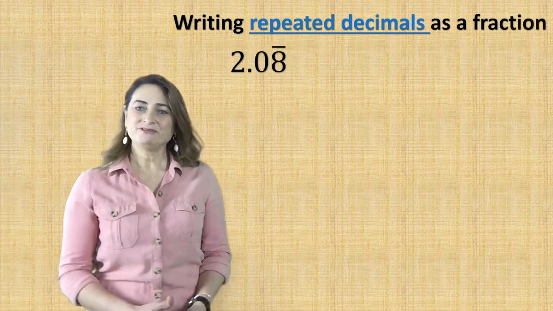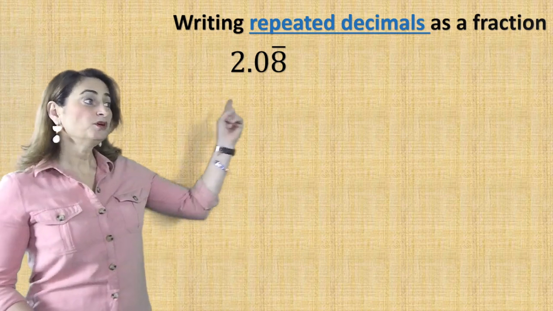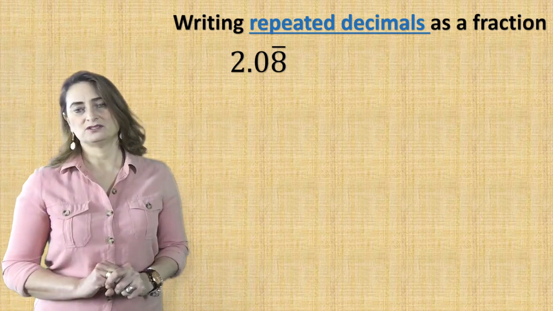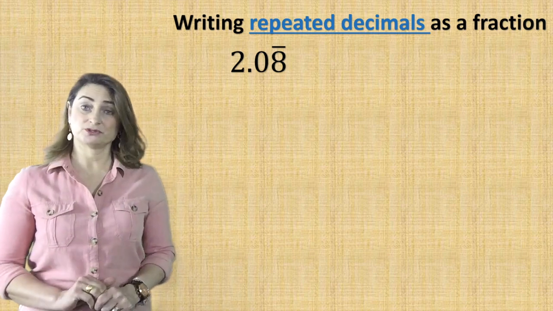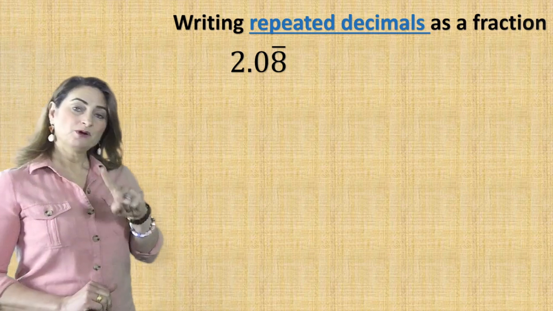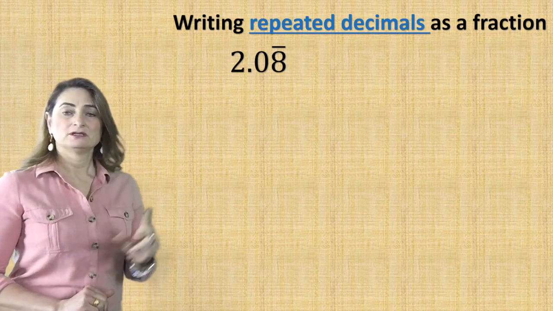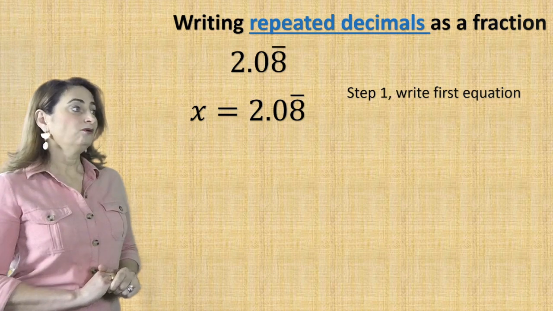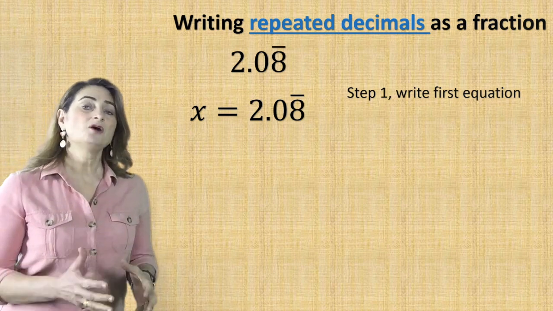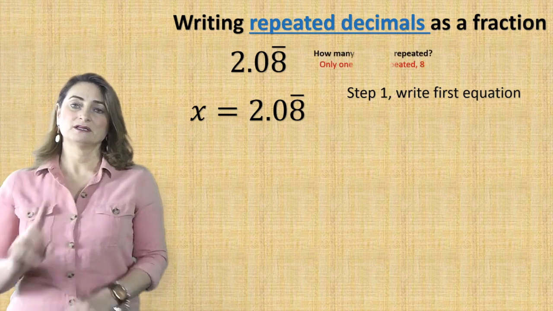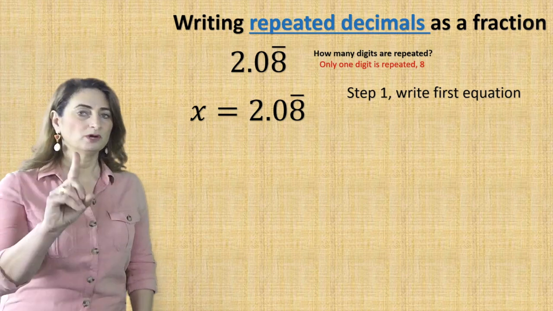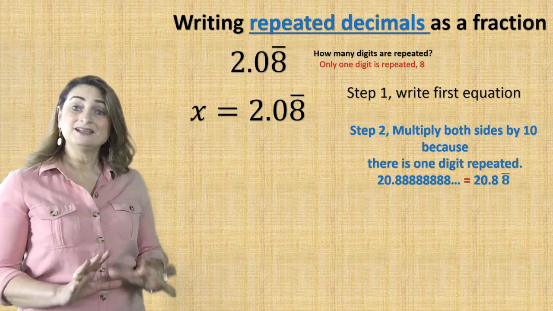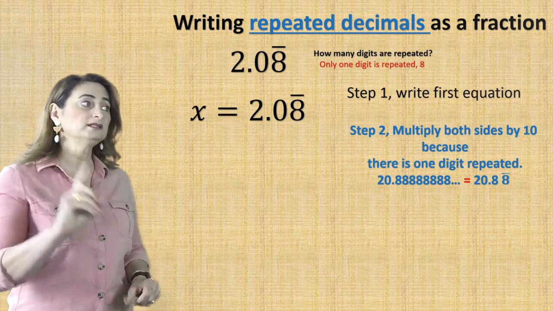Here's the last example for today's lesson. 2.08 repeated. Now watch, only the 8 is repeated. So pay attention to the repeated numbers. Step number 1 is to write your equation that says x equals that repeated number. Now ask yourself, how many digits are repeated? Only the 8 is repeated, so only 1 digit. Therefore, step number 2 is to multiply both sides by 10 only, because there's only 1 digit repeated.